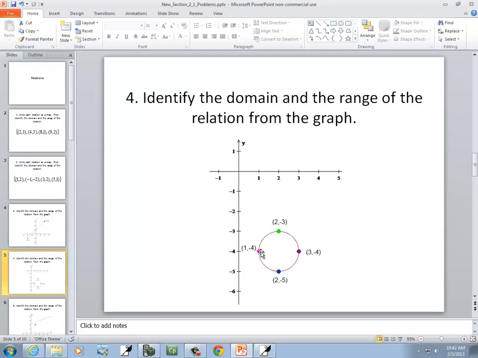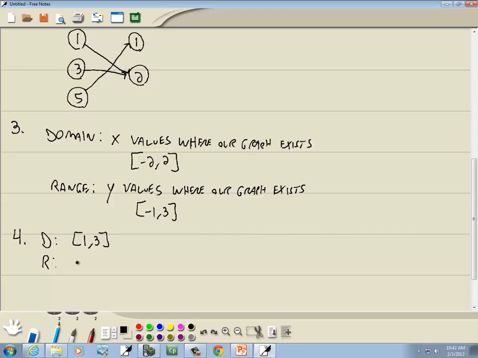Brackets on them. Now range. Range deals with the lowest point and highest point. Well, this is the lowest point of my graph, and this is the highest point of my graph. If I come over to here, its lowest point is -5, and if I come over to here, my highest point is -3. So it's going to go from -5 to -3. Brackets on them.